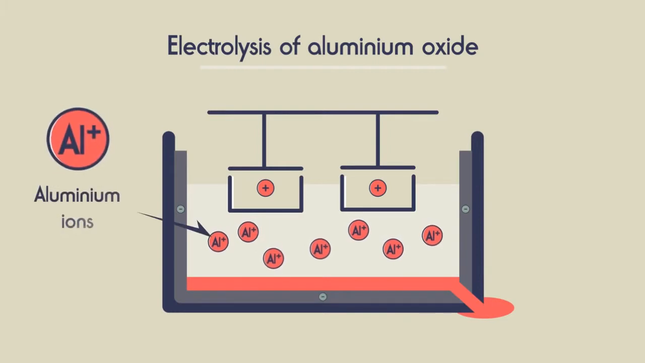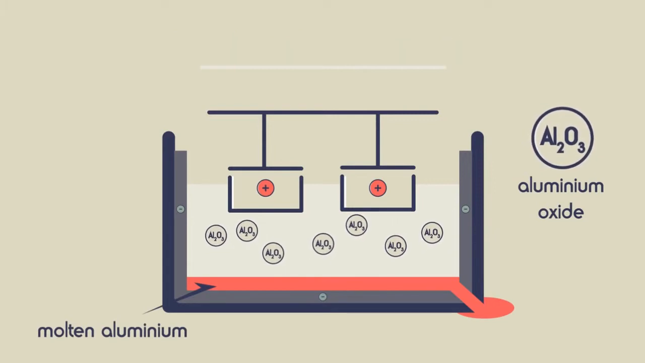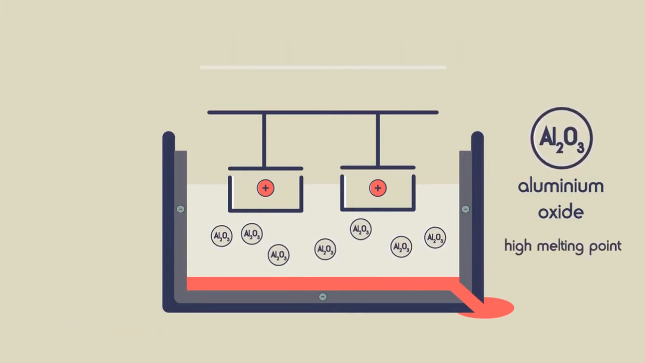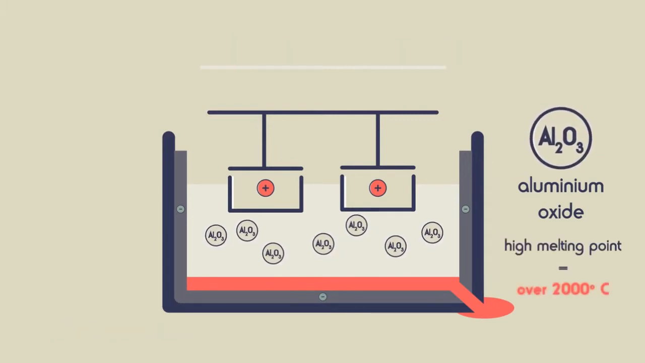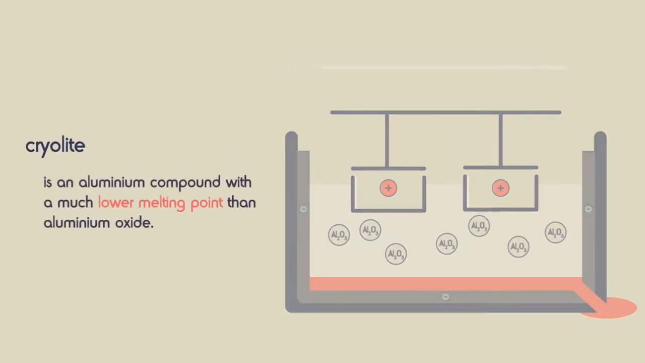In electrolysis, ions need to pass through the electrolyte, and so the aluminium oxide must be made molten so that this can happen. Aluminium oxide has a very high melting point, over 2000 degrees Celsius. So instead of trying to melt it, the aluminium oxide is dissolved in molten cryolite. Cryolite is an aluminium compound with a much lower melting point than aluminium oxide, and so using this reduces some of the costs in extracting aluminium.